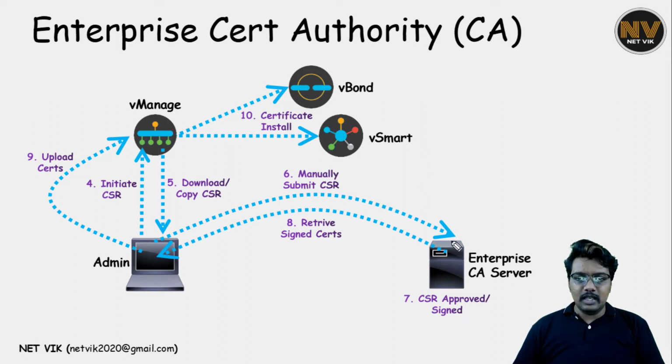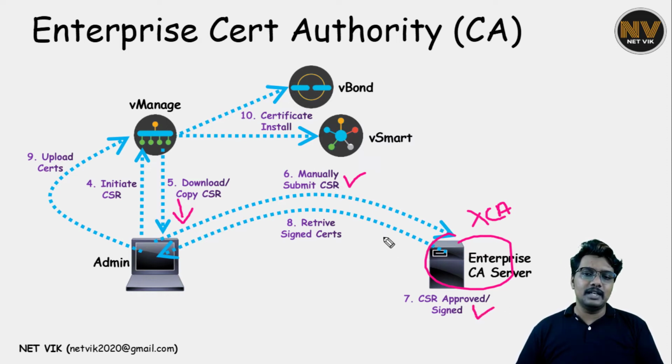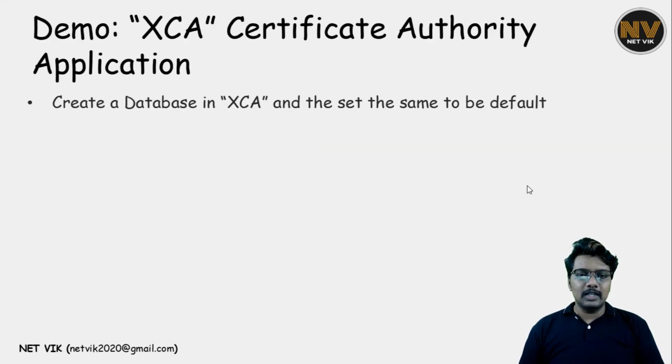So if you see here, in our case, as I told you, this will be XCA, and we will be copying the CSR, basically downloading the CSR from the vManage, and we will move it to the XCA software, and then we will be signing it, and we will download the signed certificate back to our laptop and upload it to the vManage. So let's start our demo.